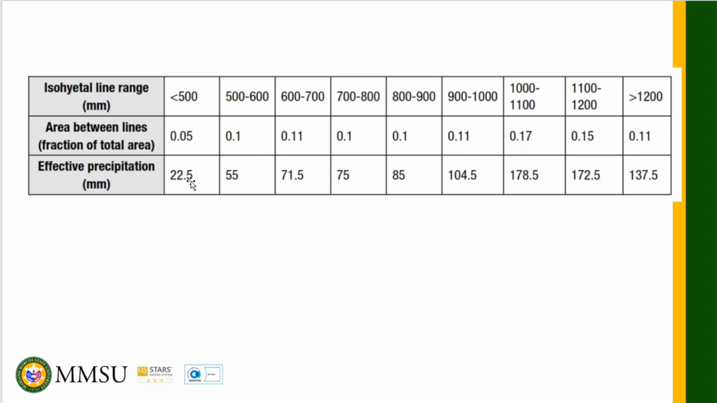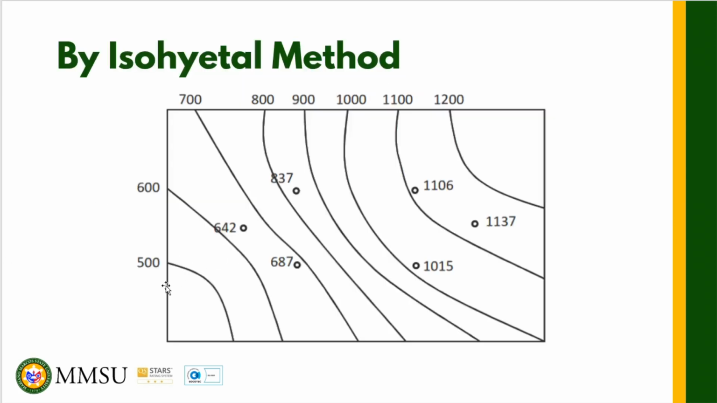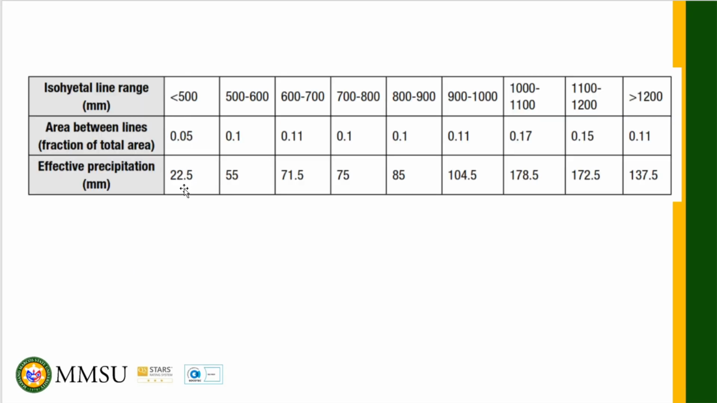And then effective precipitation. The effective precipitation is the product of the area and the precipitation. For example, itong una, this first column is actually for this one. Since wala tayong lower bound, the lower bound is 400. The average between 500 and 400 is 450. So 450 times 0.05, we get 22.5. Dito naman, since the isohyetal line range is from 500 to 600, we have 550. The average 550, multiply natin sa area na 10% or 0.1, we get 55.